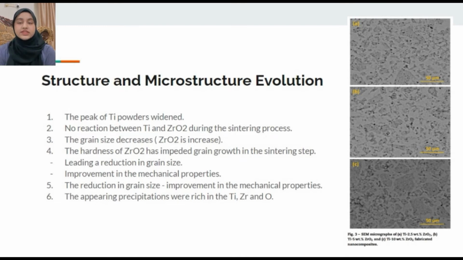Next, we turn to the three diagrams on your right. There are three pictures that show the grain size getting smaller as more zirconia is added. That's all from me. Next, I will pass to Khairul and Faiz.